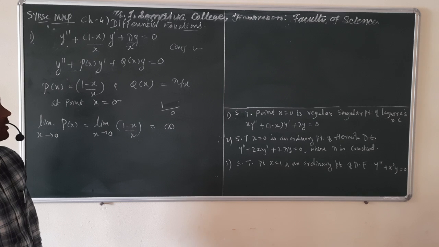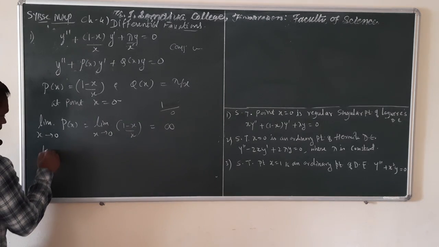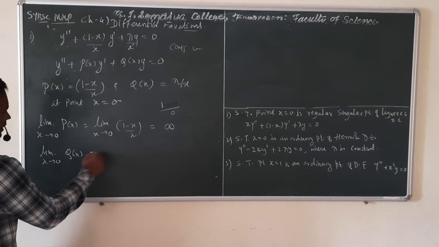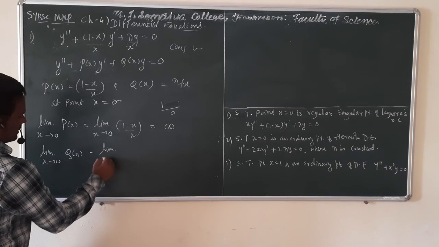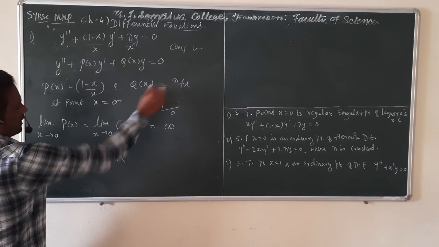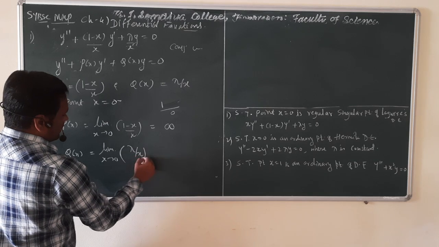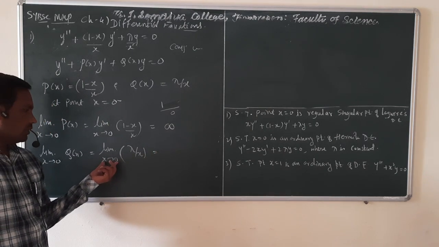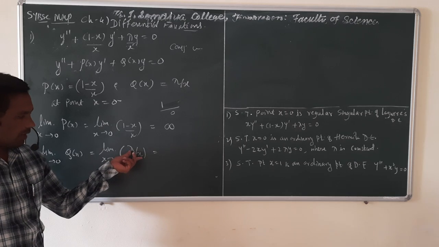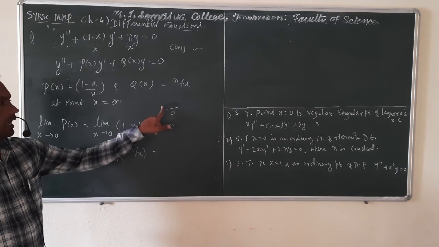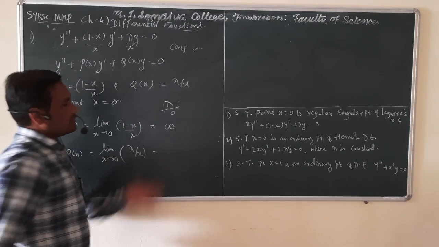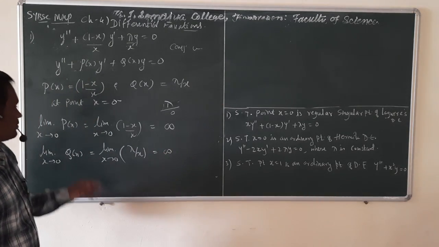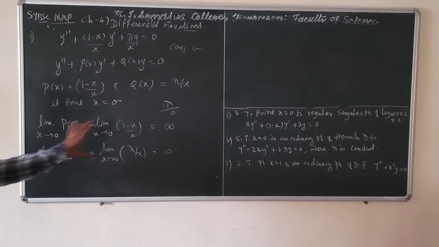Now limit as x tends to 0 of q of x is equal to limit as x tends to 0 of lambda upon x. Again, if you put the value x is equal to 0, that becomes lambda upon 0, which is again infinity. Now here both these limits are infinite.